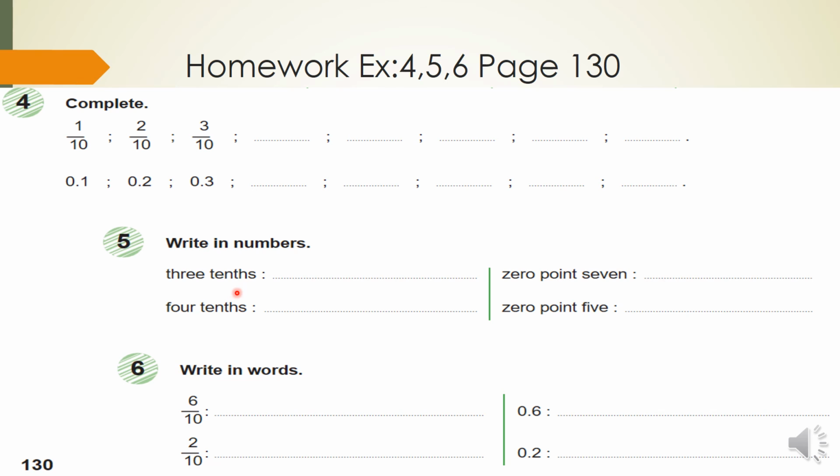In exercise number 5, we have to write in numbers. 3/10 means 3 over 10. Excellent. 0.7, we write 0.7 in numbers. In exercise number 6, we have to write in words. 6 over 10, we write it 6/10. And 0.6, we write it 0.6 or 0 and 6/10.